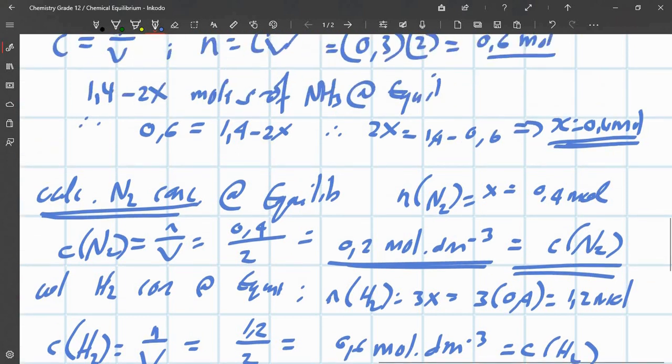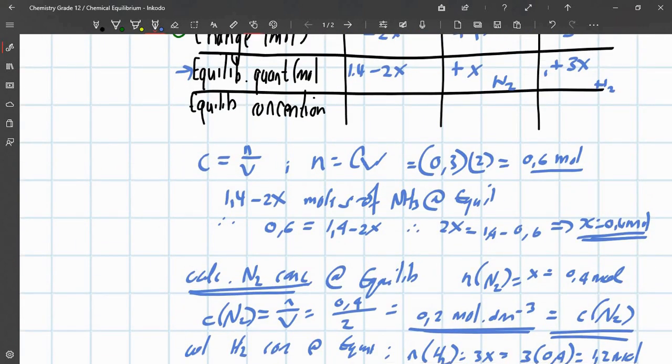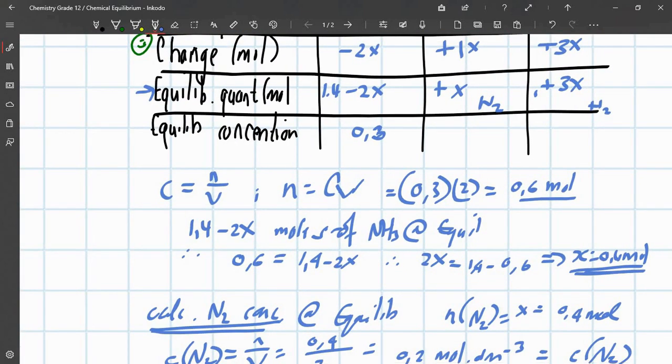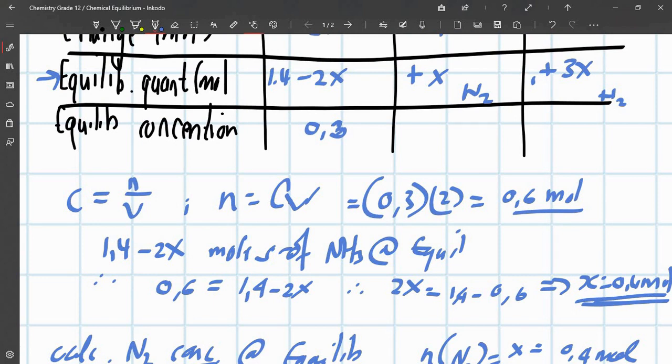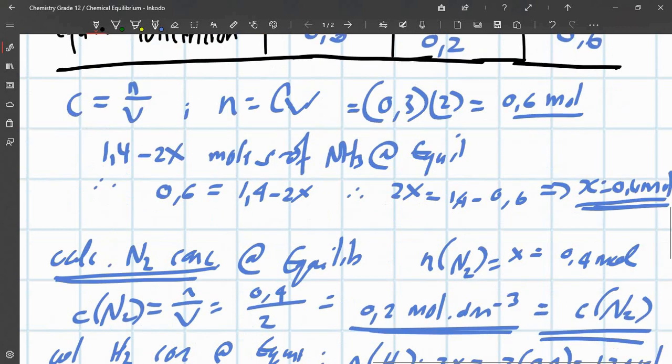Let's just see what we have calculated. We were given a concentration of ammonia, 0.3. We calculated nitrogen to be 0.2, and we calculated hydrogen to be 0.6. There we go. That's your rice table. It's completed. We have the concentrations of all the substances.